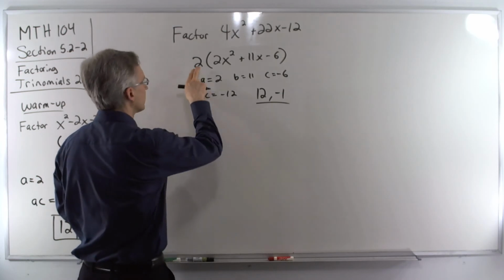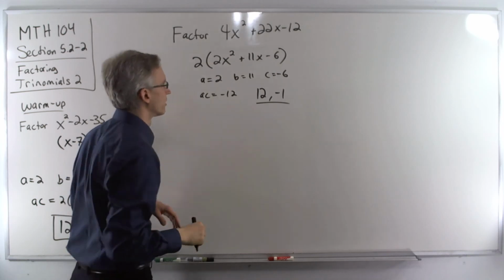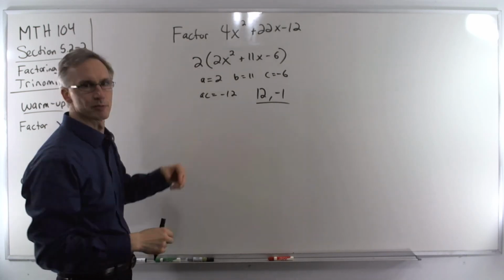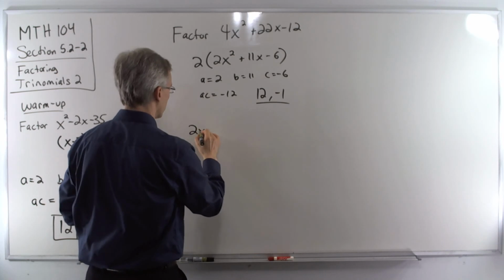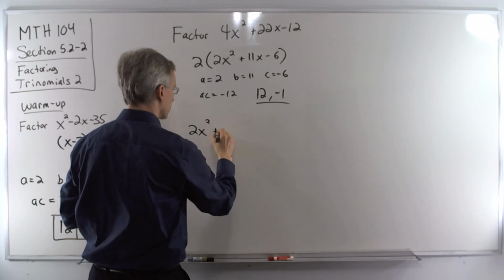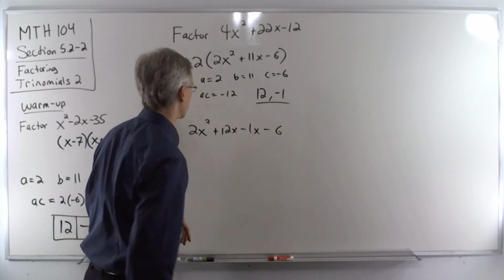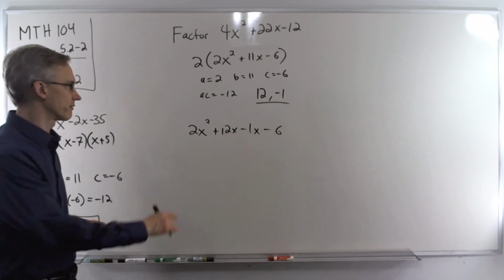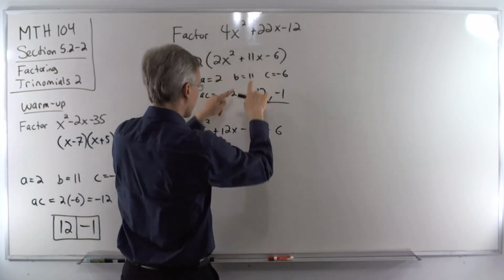All right, now I'm going to just leave the 2 off for right now and just work with the term inside the parentheses, but we have to remember at the end to bring the 2 back. All right, so we have 2x squared. Now we're going to break up that middle term into 12x minus 1x minus 6. So we haven't really done anything. We haven't changed anything here. All we've done is rewritten 11x as 12 minus 1.